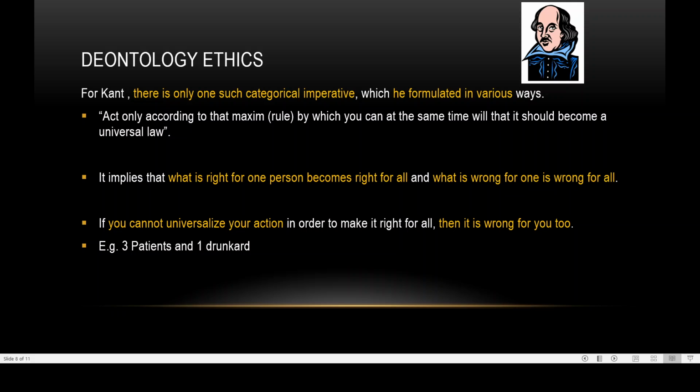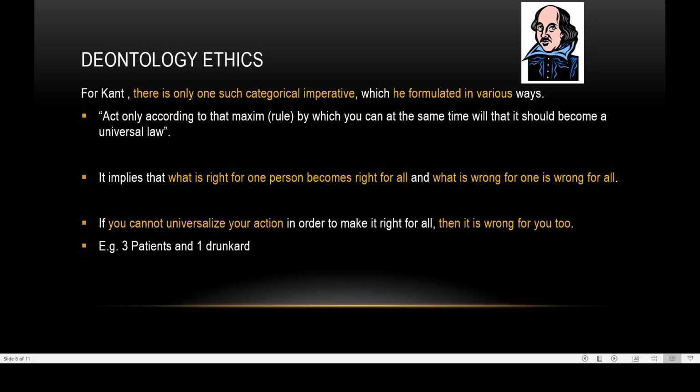So there is one categorical imperative which he formulated in various ways. Let's look at that. Act only according to the maxim by which you can at the same time will that it should become a universal law. So what is he saying under categorical imperative? Act or behave according to the rule that you can at the same time will that it should become a universal law.